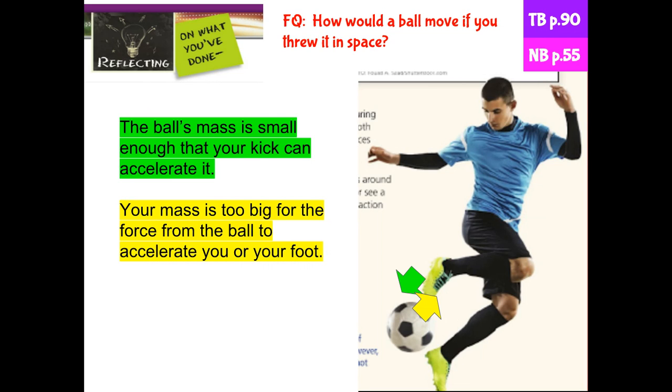One last thing to talk about before we move on to the reflection is how the mass of the ball affects what accelerates. The mass of the ball is small enough that when you kick it, you can accelerate the ball. And your mass is too big for the force of the ball to accelerate your foot. So the mass of an object plays a role in how much an object is accelerated.